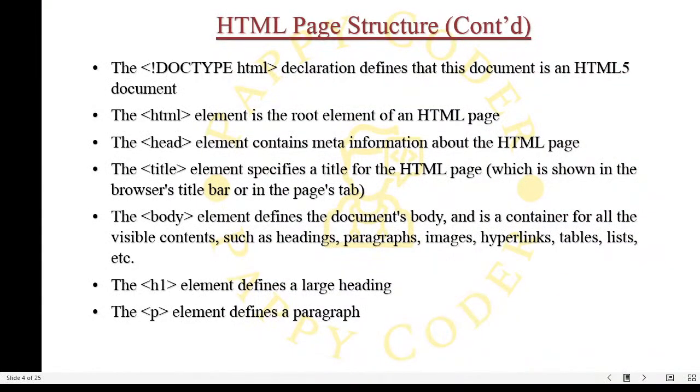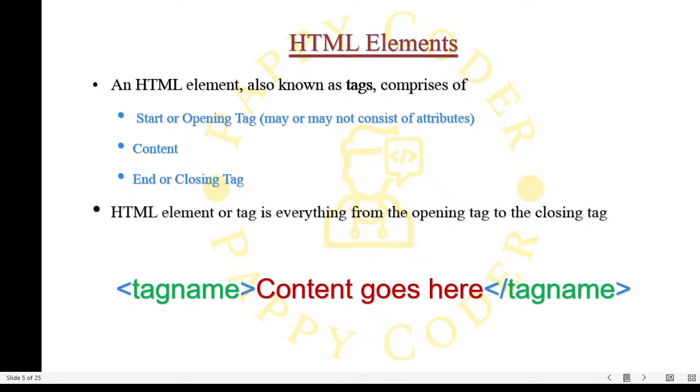Okay guys, so let's go back to our slide, and now let's see what HTML elements are. And just as I showed us, we've made use of them, but now let's see what they essentially have. So an HTML element, also known as tags, comprises the start or opening tag, and this may or may not consist of attributes. We have the content, we have the end or closing tag. The HTML tag is everything from the opening tag to the closing tag, just as you can see in the example below. We have the tag name right here, we have the content in between, and then we have the closing tag right at the end.